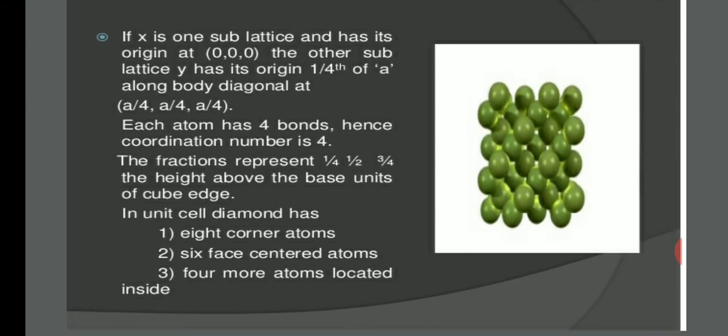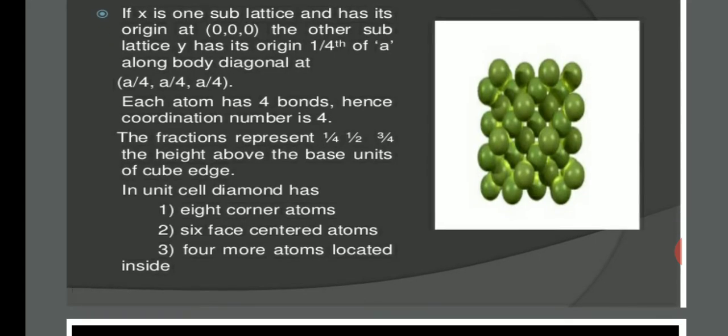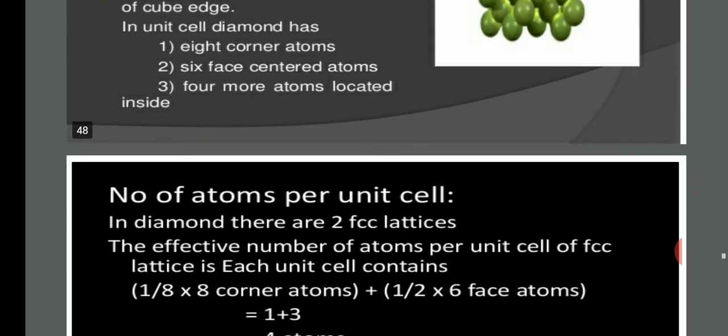If X is one sublattice, it has its origin at 0, 0, 0. The other sublattice Y has its origin 1/4 of a along the body diagonal, that is a/4, a/4, a/4. So each atom has 4 bonds, hence the coordination number is 4. The fractions represent 1/4, 1/2 and 3/4 of the height above the base, in units of the cube edge. In the unit cell, diamond has 8 corner atoms, 6 face center atoms, and 4 more atoms located inside.